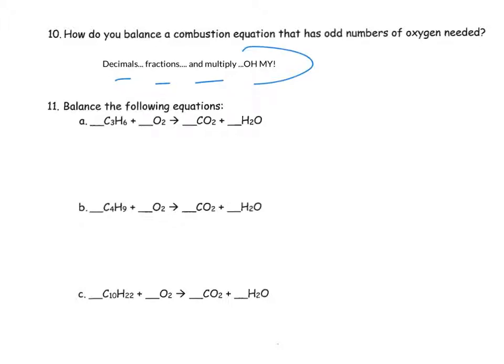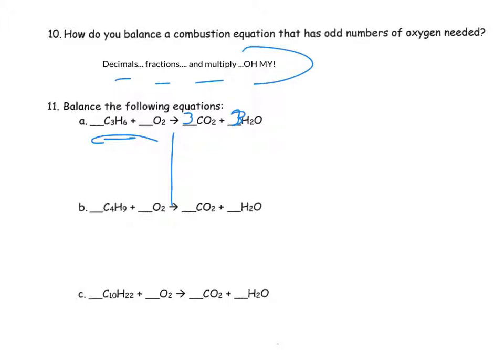Here I have a combustion reaction where I have 3 carbons. So I need, oh, we're getting into odd numbers already. 3 carbons on that side. I have 6 hydrogens over here. So I'm going to put a 3 there, to make that 6 over there.